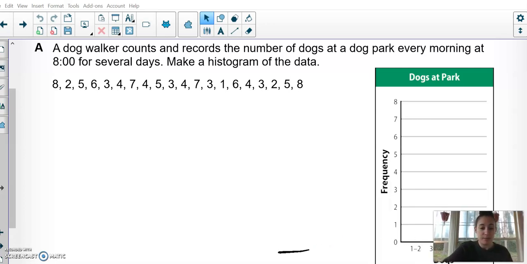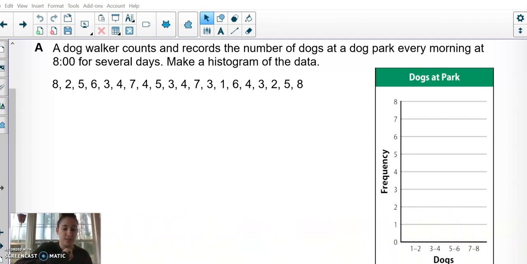So starting, I'm going to move myself over here, excuse me. All right, so to start off, it says a dog walker counts and records the number of dogs at a dog park every morning at 8 o'clock for several days. Make a histogram of the data.